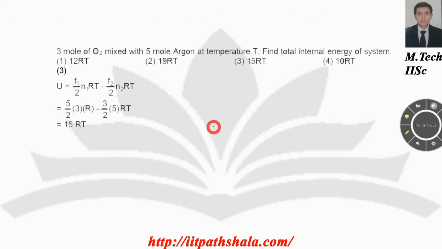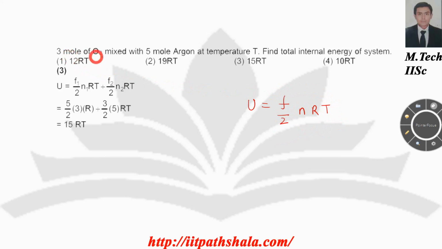Moving forward to the next question, it is a very direct question. They have given 3 moles of O2 mixed with 5 moles of argon at a temperature T. Find out the internal energy of the system. In this question he is asking you to find the total internal energy of the system. As per the formula, if you have studied thermodynamics well, you know that the internal energy of the system is nothing but the degree of freedom divided by 2 into number of moles into R into T of the gas.